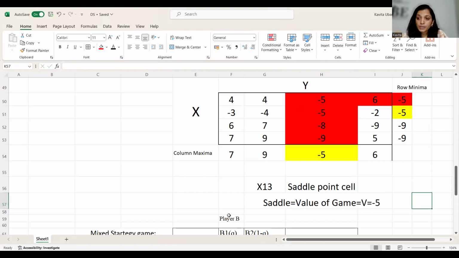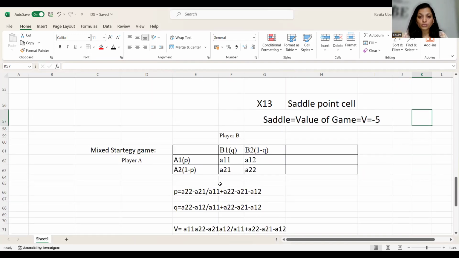If we are unable to calculate the saddle point of a game, in that case we need to apply a different method, and that is called the principles of dominance method to solve the game. When we are unable to get the saddle point, we need to reduce whatever matrix is given to us by applying principles of dominance, and on a 2 by 2 matrix we can apply a formula, which I'm also going to show you.